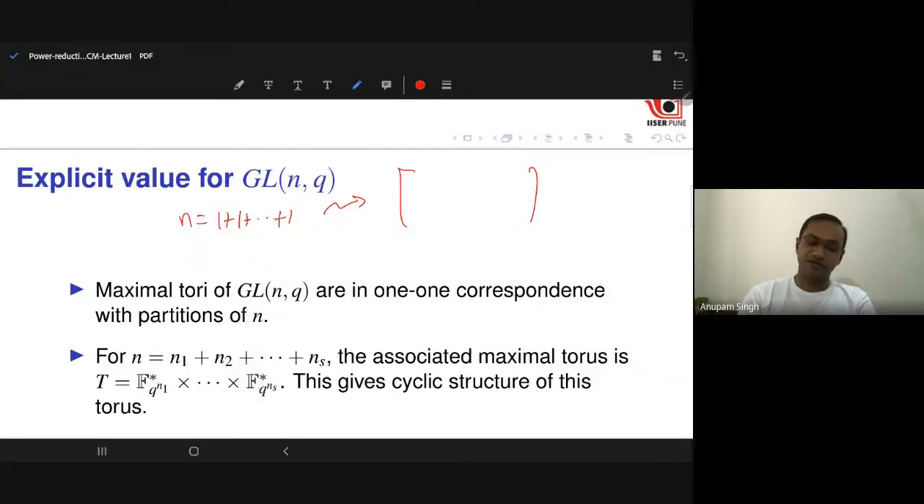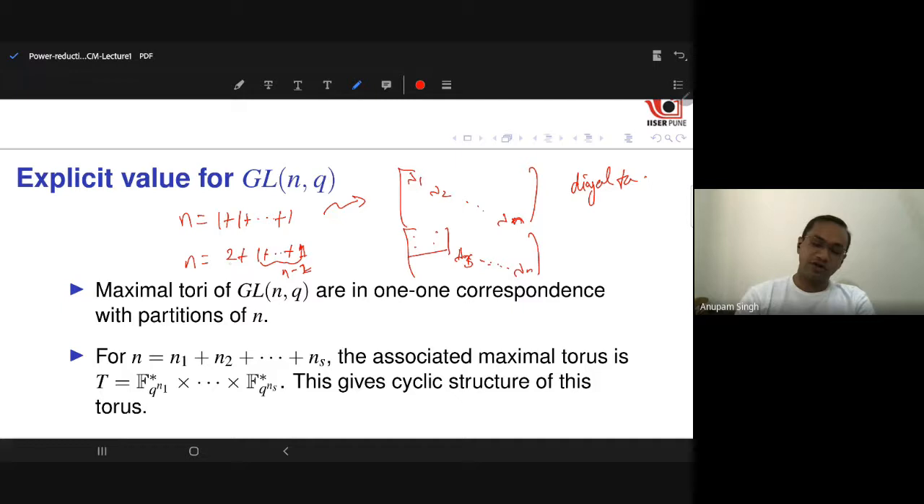So if I look at the partition 1, 1, 1, 1, then it is nothing but 1 by 1 blocks on the diagonal: lambda 1, lambda 2, up to lambda n. So this gives you nothing but the diagonal torus, right? What happens if I have a partition where something other than 1 appears? Suppose n equals 2 plus 1 plus 1 and so on, with the ones appearing n minus 2 times. Of course, lambda 3 up to lambda n appears, and now there is a 2 by 2 block here. What is this 2 by 2 block?